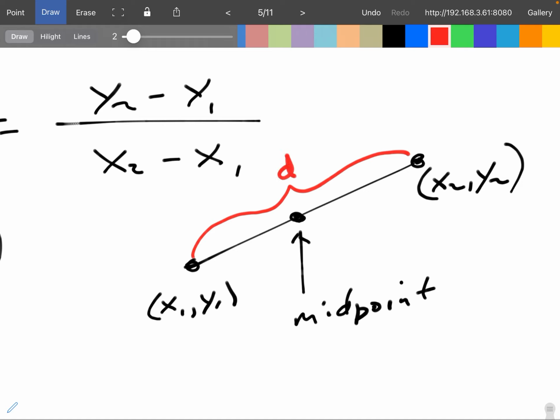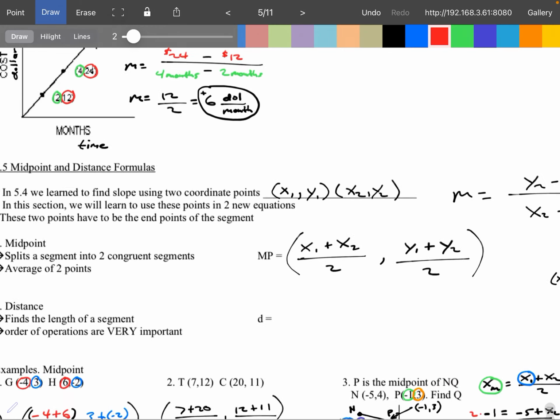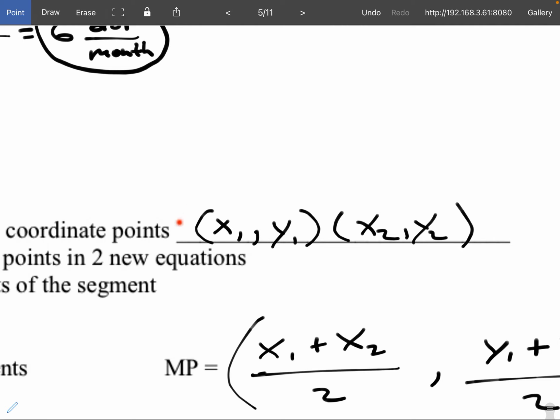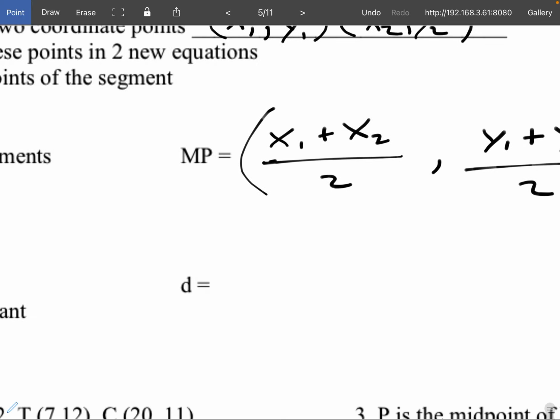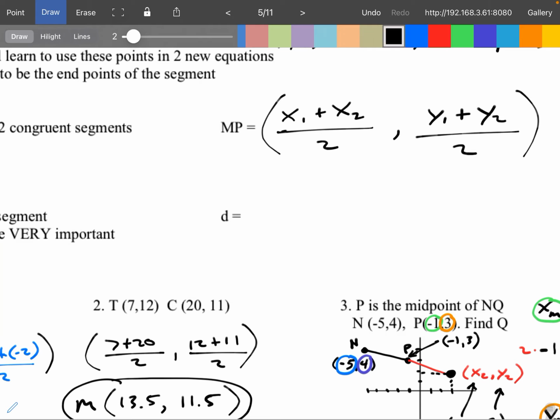All right, so this time what we're after is the distance between 2 points, okay? So take a look at this picture right here. Instead of finding the midpoint, what we're after is the distance from this point all the way to this point. So we'll call that D. So it's the distance between 2 points. And then I'm going to give you the formula.